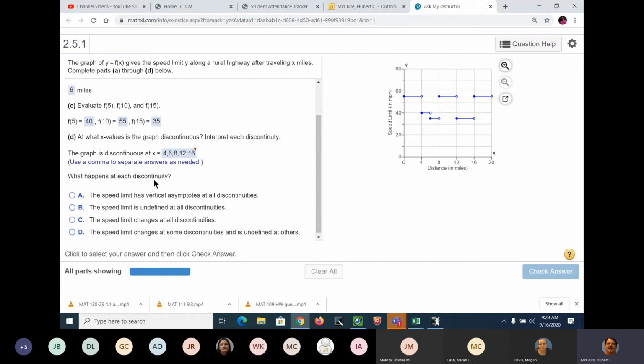What happens at each discontinuity? You switch to another mile per hour. If you look, what happens here? Boop, switch to here. What happens here? Boop, switch to here. What happens here? Boop, switch to there. What happens here? Boop, switch to here. What happens here? Boop, switch to there. So somewhere it says it changes, okay? The speed limit changes at all discontinuities. Now that is a good question. I just don't like D.